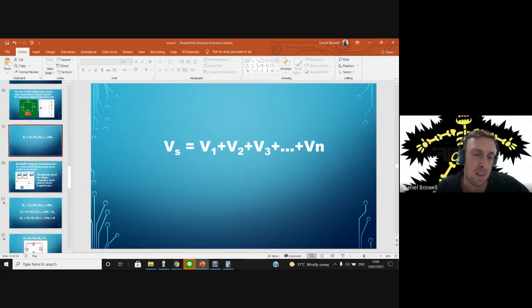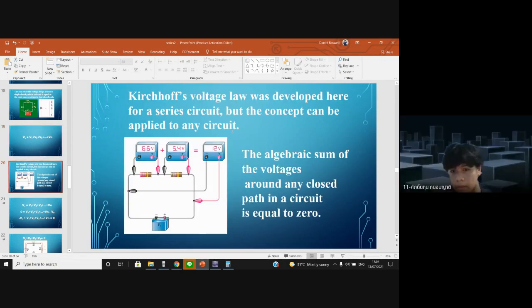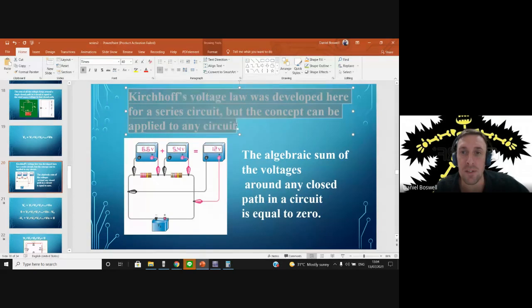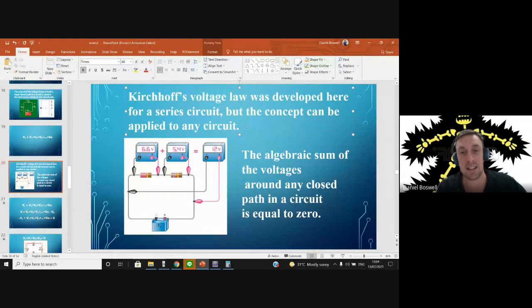Nice and easy? Yeah. Yes. Okay. Kirchhoff's voltage law was made here for a series circuit, but the concept can be applied to any circuit.